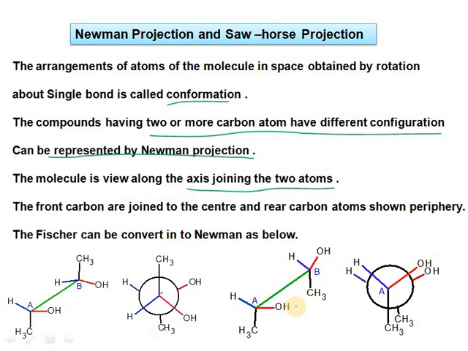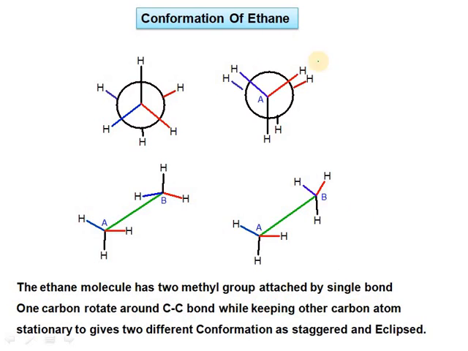This OH is red and this OH is red, which are on the same side. This left hand side and this left hand side blue bond, these blue bonds are near to each other. So this structure is called an eclipsed conformation.